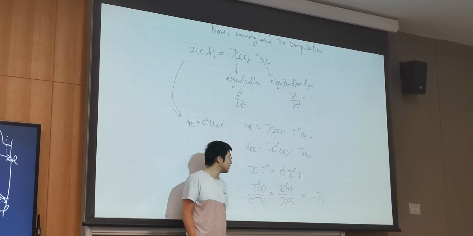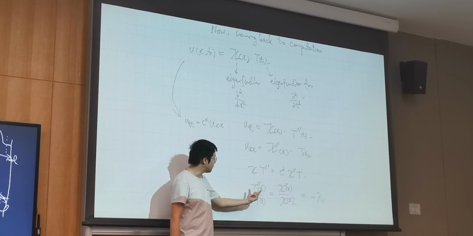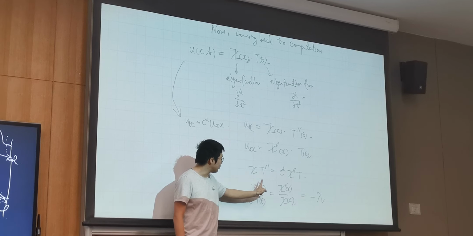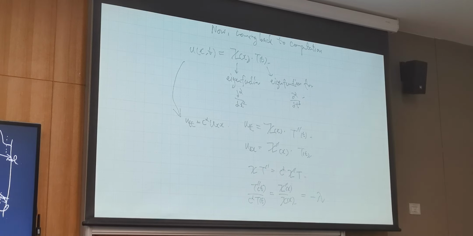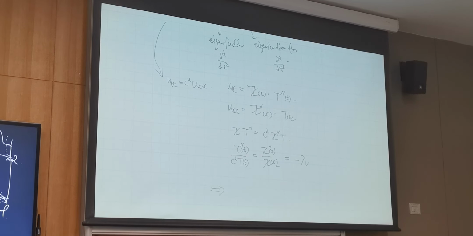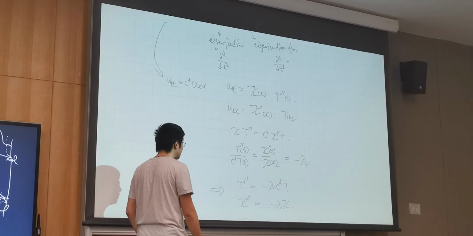If that has to be a constant, then what is my T and what is my X? Then that tells me that T double prime equals negative lambda c squared T, right? And then X double prime equals negative lambda X. So far so good?